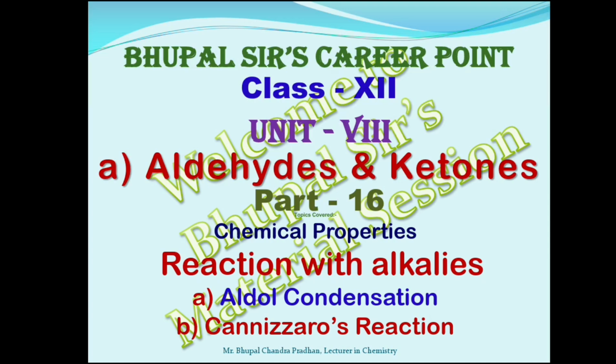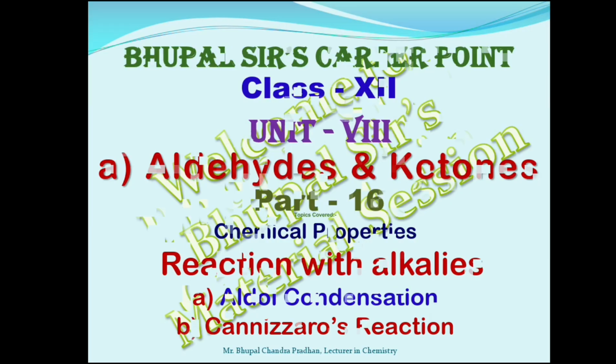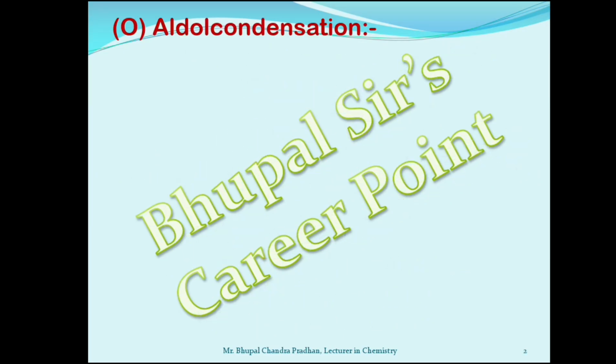If the reaction is carried out with a dilute alkali, then the reaction is known as aldol condensation. Aldehydes or ketones containing at least one alpha hydrogen atom can show this reaction. If this reaction is carried out with concentrated alkalis, then it is known as Cannizzaro reaction. This reaction is carried out by the aldehydes containing no alpha hydrogen atom. Let us first come for aldol condensation.